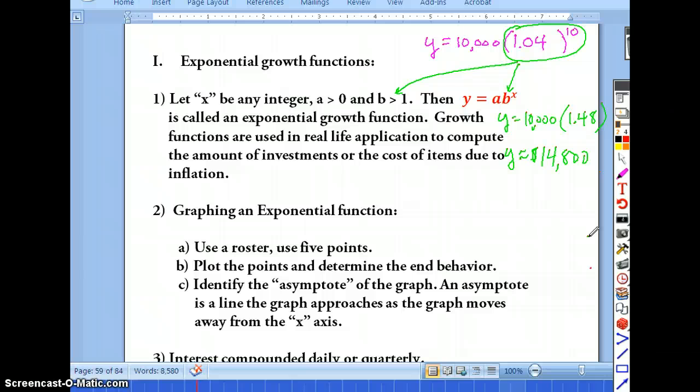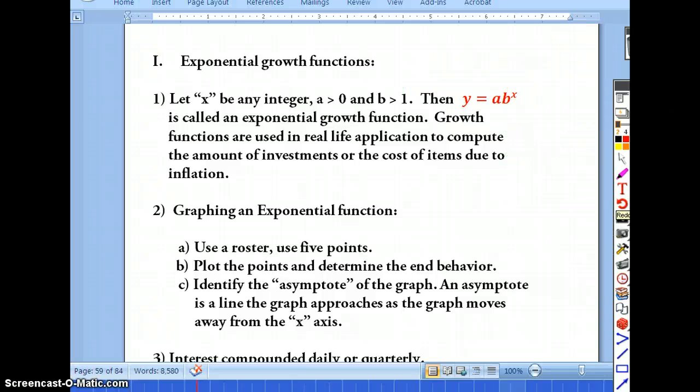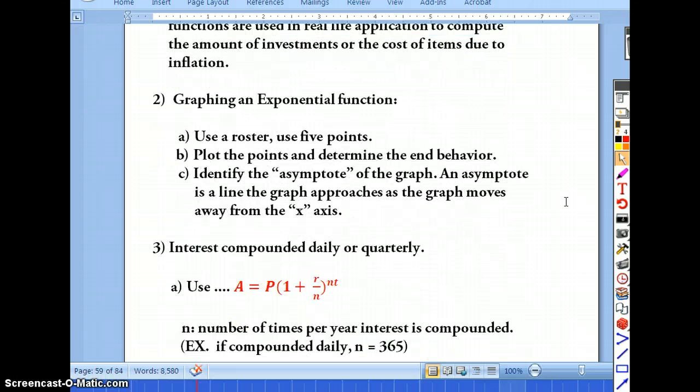Now, we're going to graph exponential functions today, and we're going to show you how they work. And they're going to look sort of similar to the square root function, but they're going to be a little more drastic in terms of how the numbers get bigger and bigger and bigger over time. What you're going to do, you're going to use a table and plot 5 points. You're going to determine the end behavior of the graph. You're going to see what happens as the exponent gets larger and larger and larger. And then you're going to identify what they call the asymptote of the graph.